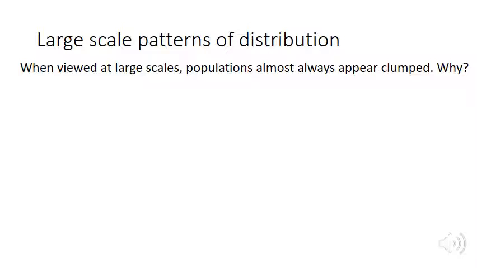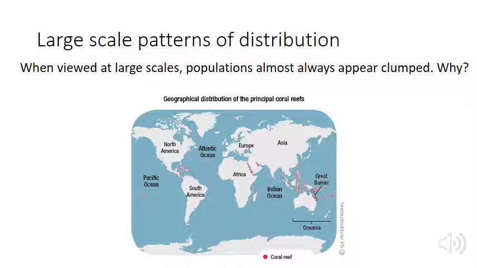When we look at population distributions at larger and larger scales, they almost always begin to appear clumped. And that's because on large scales we see increased levels of environmental variation. So for example, this is a map that shows the global distribution of coral reefs. And clearly they stick to the coastlines or just off the coastlines of tropical regions where there are shallow oceans that create habitats that can support corals. And so clearly when we increase the scale on which we're looking at things, just by the distribution of areas that can support species, we're going to see clumped species distributions.